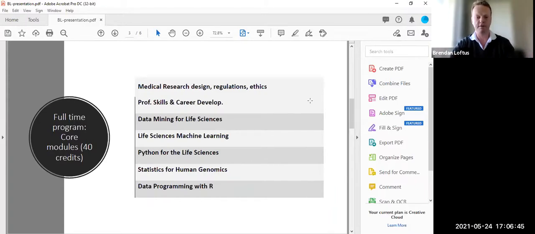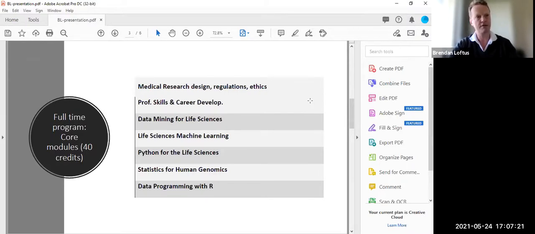In terms of the programming element, we have Python for life sciences, which is a module run by Effirul, data programming with R, which is run through the School of Statistics, and statistics for human genomics, which is run through the School of Public Health, and machine learning and data mining for life sciences. Again, two modules that are run by Effirul this year. So Effirul joined us this year and has brought this new content to it.